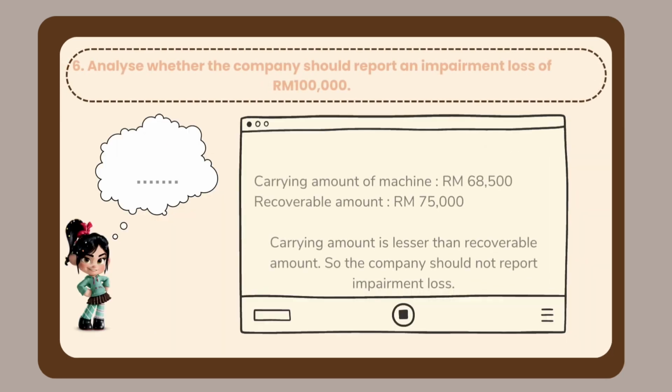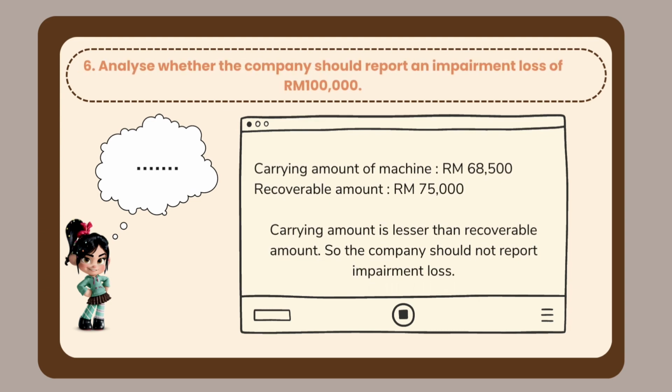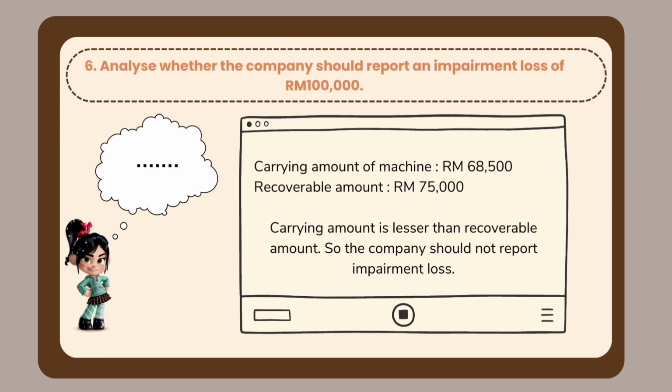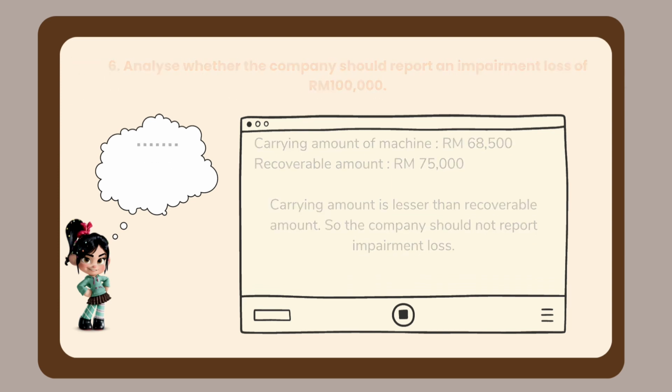Analyze whether the company should report an impairment loss of 100,000 ringgit. Carrying amount of machine 68,500 ringgit. Recoverable amount 75,000 ringgit. Carrying amount is lesser than recoverable amount, so the company should not report impairment loss.